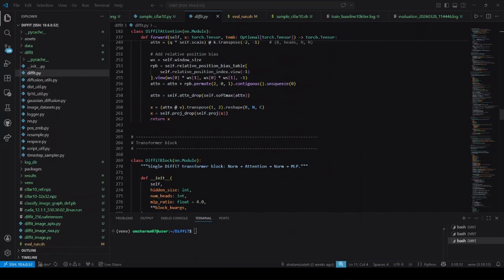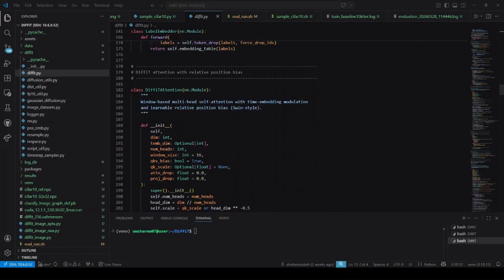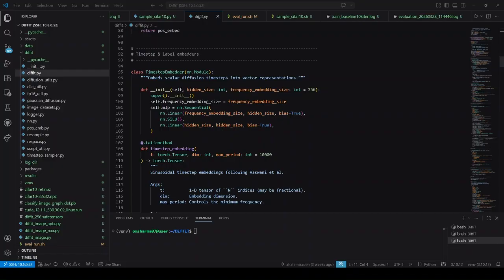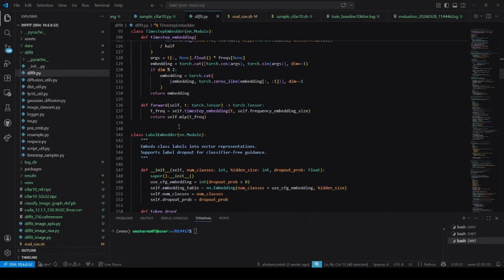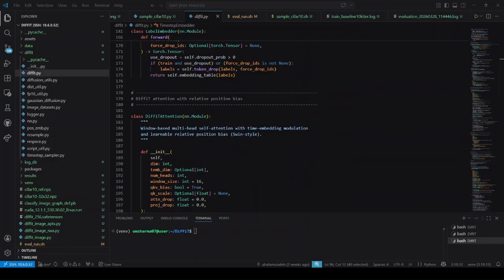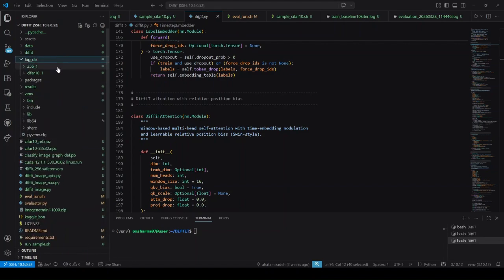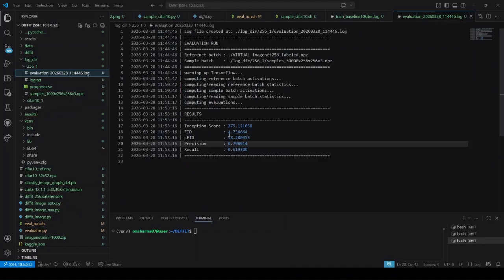It uses the same time-dependent multi-head self-attention, where the attention block gets the input of the time embeddings generated by the time step embedder and the label embedder, so that at every step of training the transformer has the context of how much noise it has along with time. We reproduce its results by downloading the pre-trained model, and it is present in the log directory. We can see the FID score of 1.73 and inception score of 275, which is very close to the values proposed in the original paper.